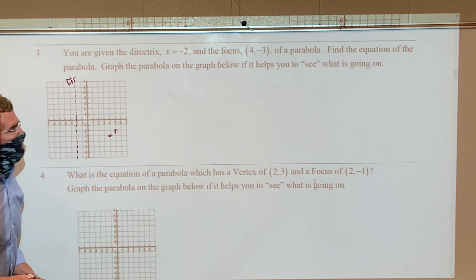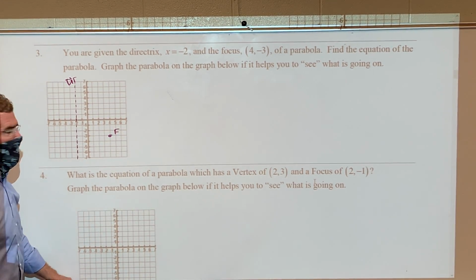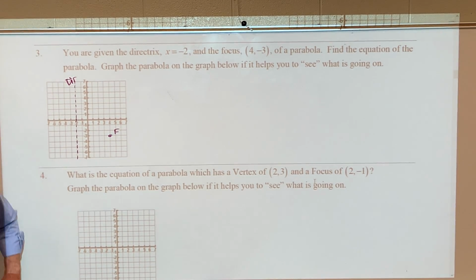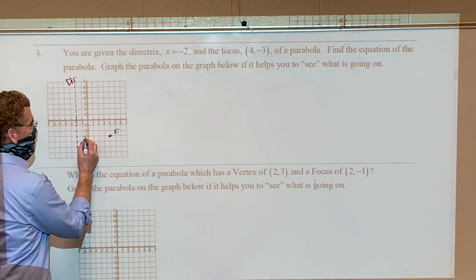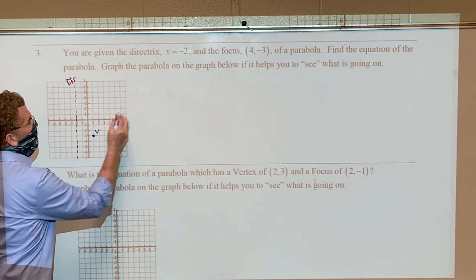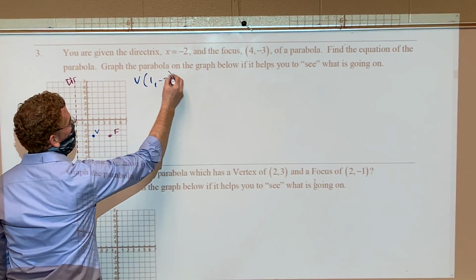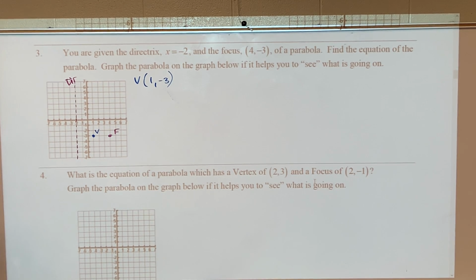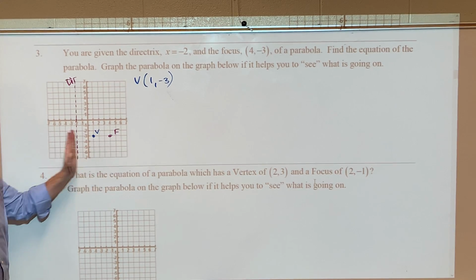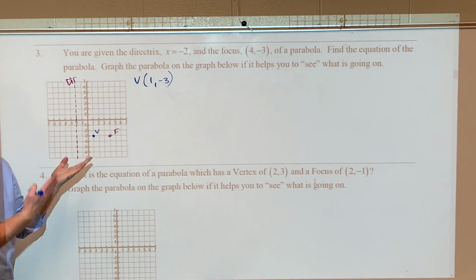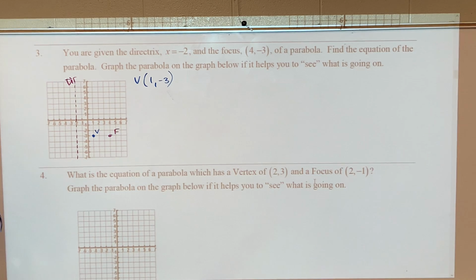It says find the equation of the parabola. What do you know immediately from this information? The vertex is in between. Great. So that's a total distance of 6. So the vertex must be there. So I know my vertex is 1, -3. What else do you know by looking at this graph? Wait, how'd you find the vertex? Well, because we know that the vertex is always the same distance away from both the focus and the directrix. So it would have to be in the middle. Okay. What else do I know?